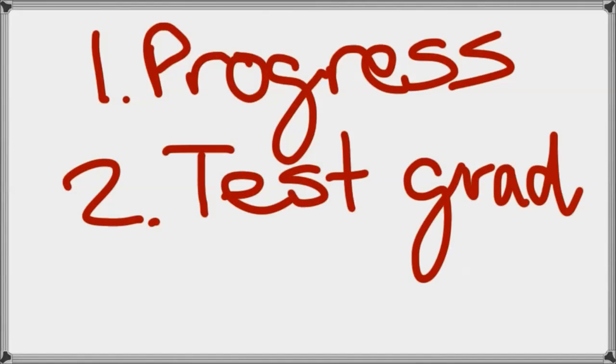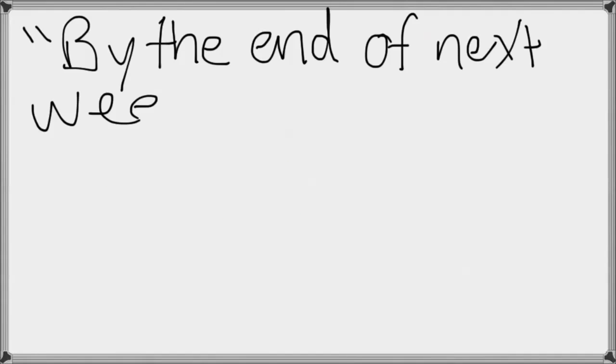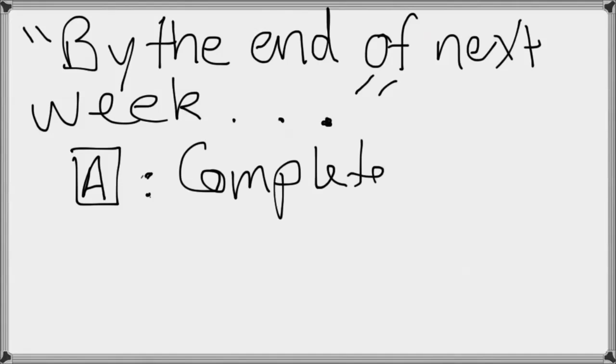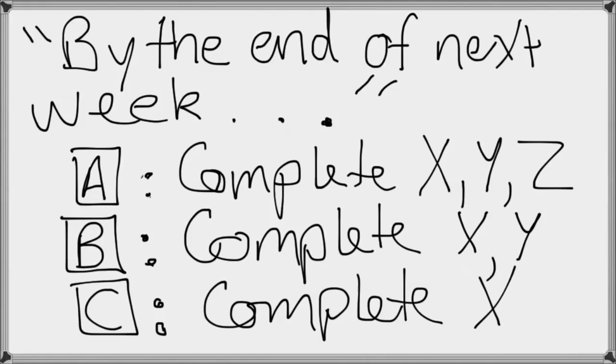Here's how grades work. First of all, there's your progress grade, and then your test or summative assessment grades. Your progress grades are 45% of your final trimester average. This is how this works. I give you a weekly progress grade, and I tell you at the beginning of the week, by the end of next week, in order to get an A, you must have completed assignments X, Y, and Z. And completed means done well.